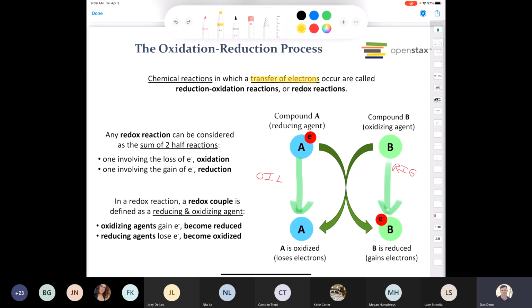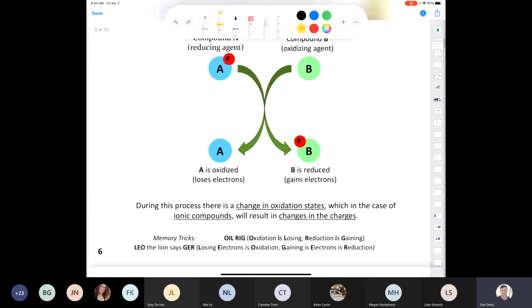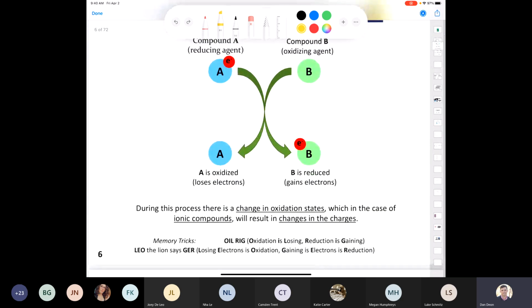Now, I think it's actually easier to look at this kind of thing when we're dealing with real elements and molecules and ions instead of just A's and B's. I actually think it simplifies it a little bit. Again, here is the little memory trick or mnemonic that you can use. OIL RIG: oxidation is losing, reduction is gaining.